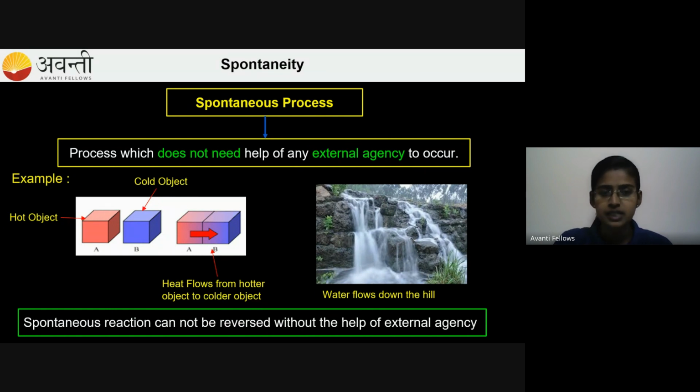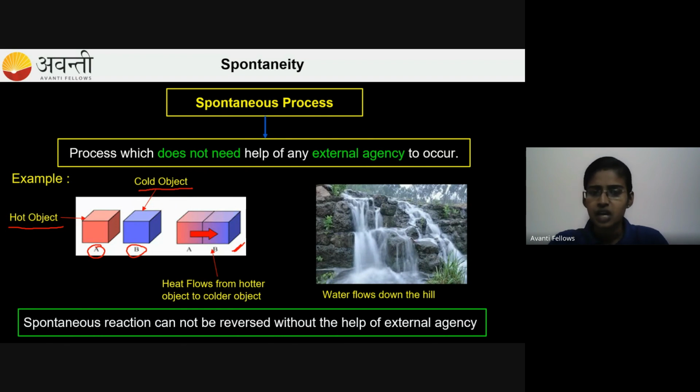Two examples are given to you on the screen. Let me take the first example. We have an object A and an object B. Object A is a hot object and object B is a cold object. If I bring these two objects in contact with each other, what happens? Automatically, the heat will flow from the hotter object to the colder object, right? There is no external agency required for the system. The process is happening on its own. So those processes are called spontaneous.